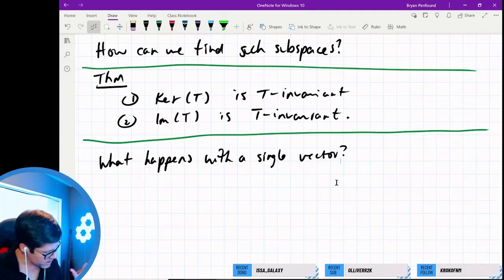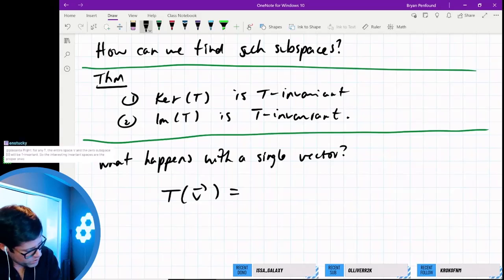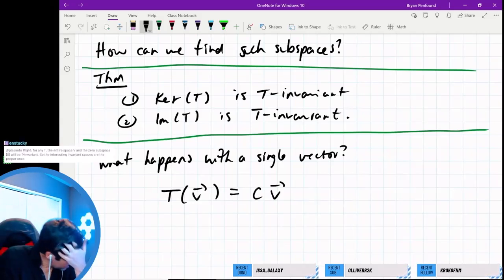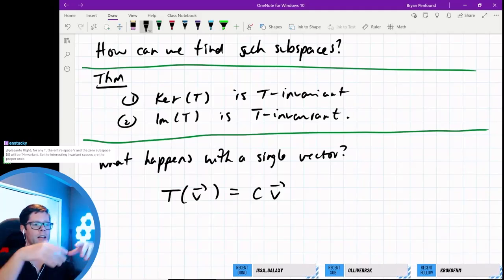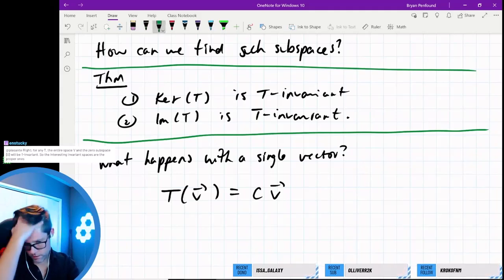So what happens with a single vector? What we should probably do is start by thinking about all of the vectors that get mapped to some multiple of themselves. Because if I think about a single vector and all of the scalar multiples of that vector, that forms a subspace of V, right?